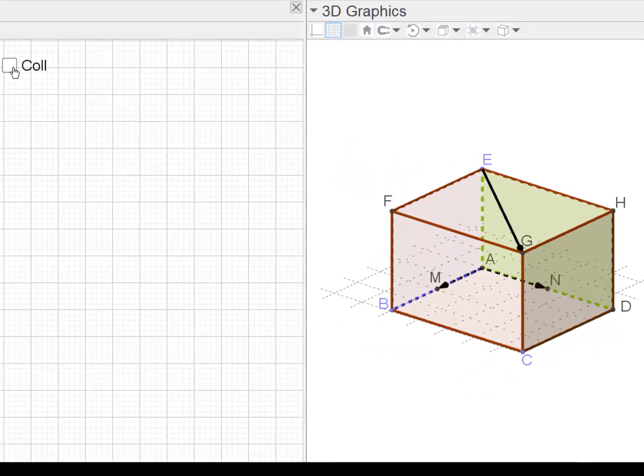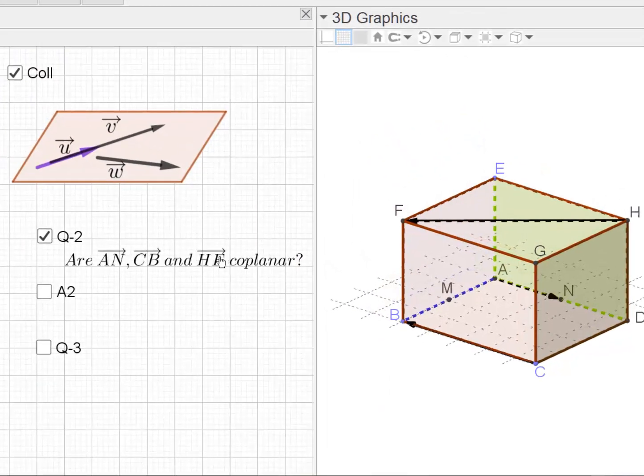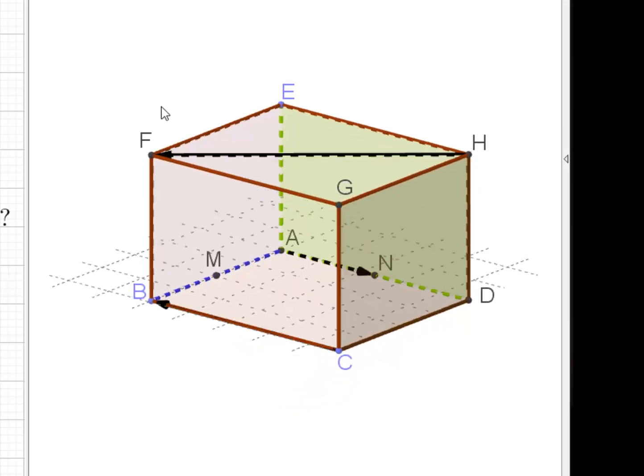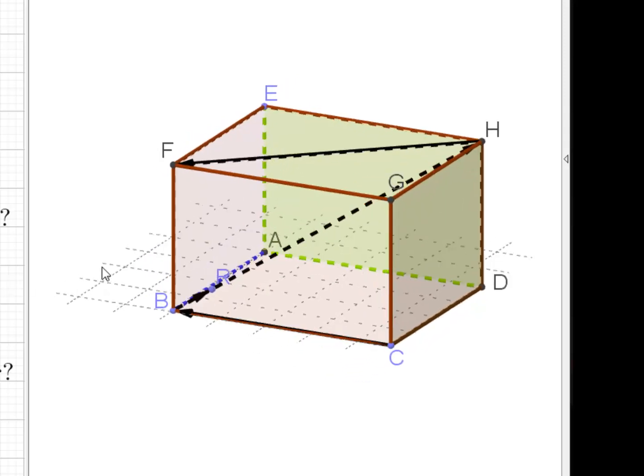Okay, let's check the other case of coplanar vectors. By collinear, if I can take two vectors u and v which are non-zero to be collinear, then any third vector w will be coplanar to these two vectors. Are the vectors AN, CB, and HF coplanar? Again, from this point of view, we can say that they are coplanar. But let's check something here. AB and CB are on opposite edges of a rectangular prism, so they are collinear. So according to the rule, if any two vectors are collinear, then they will be coplanar with any third non-zero vector.